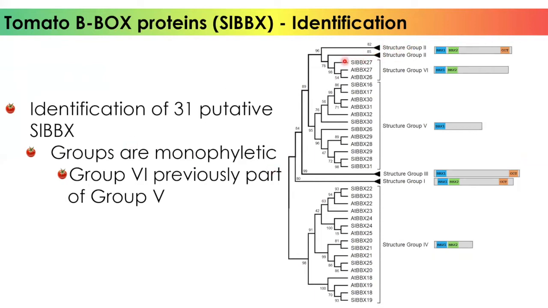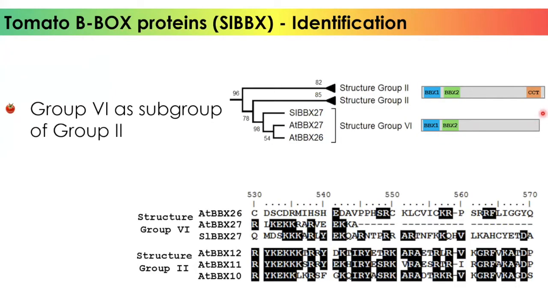What was interesting is that this group here, that we call structural group 6, was previously described for Arabidopsis as part of group 5. We could find a second B-box domain in the sequence here, and when we align, the size of the protein is more similar to group 2 than to group 5. And if we look at the end of the alignment, we can still see some conserved residues of the CCT domain. So our interpretation of this is that these proteins here are indeed a subgroup of group 2 that lost the CCT domain, rather than a new group or similar to structural group 5 as previously described.